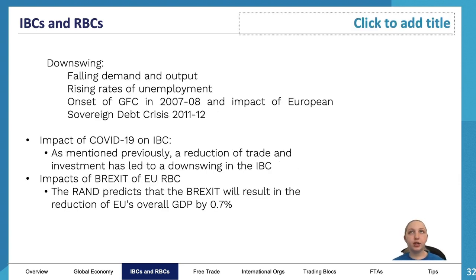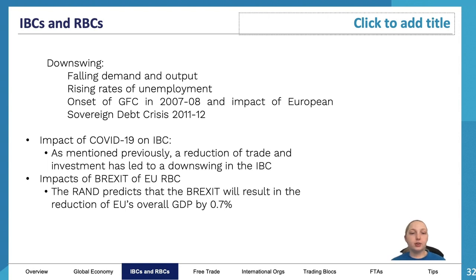So we've also got downsizing. Downsizing is when there's falling demand and output as a result of rising rates of unemployment. An example of this is the onset of the GFC in 2007 and 2008 and how that impacted the European sovereign debt crisis in 2011 and 2012. So downsizing results in troughs or recessions in the international business cycle, and a trough in a regional business cycle can then translate into a trough in the international business cycle as well.